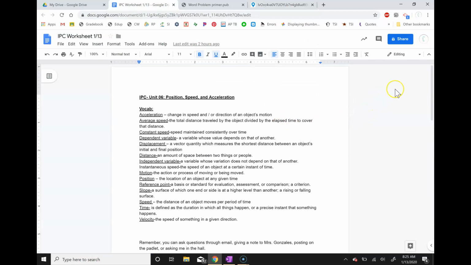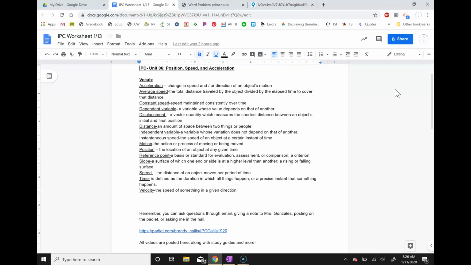Okay? So you can do that after I finish with the video, but for right now, please go to this worksheet, IPC Unit 6, Position, Speed, and Acceleration. We're going to go over the vocab together really quick so you can hear how the words are pronounced. We're going to go over the definitions, and then I'm going to give you a few reminders before we start on our worksheet together. So our vocab, our first word is acceleration.